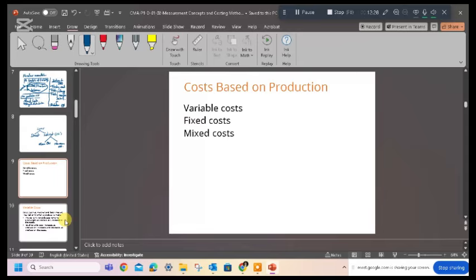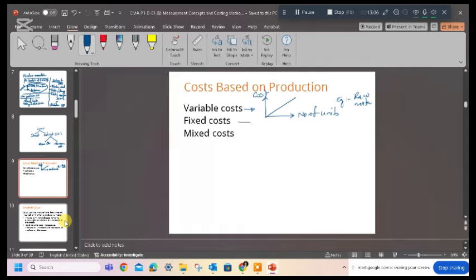Cost based on production. That means when the number of units changes, what happens to the cost? Based on that, we have three types. Variable cost: if you see total cost against number of units, it changes like this. Example, raw materials cost. You make more and more units, you need more and more raw material.